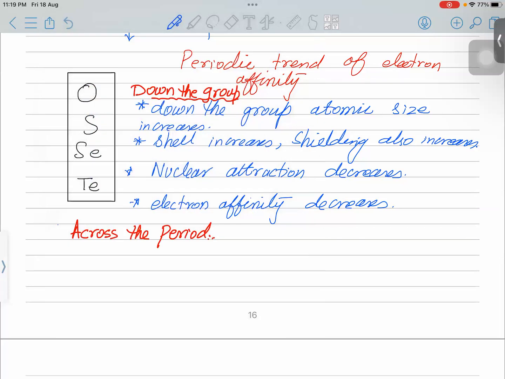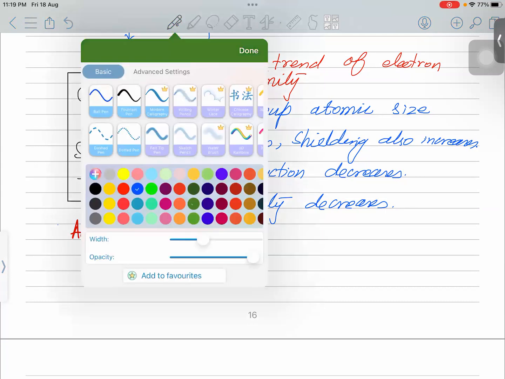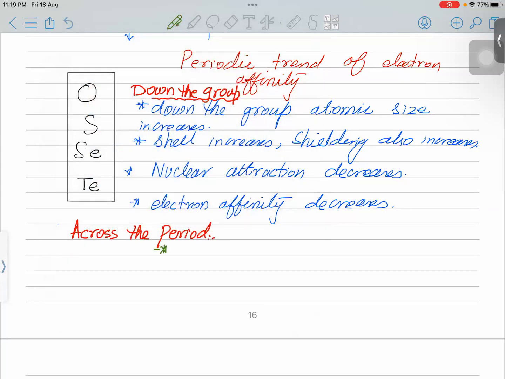Now Alia, can you tell me across the period, proton number increases or shell increases? So proton number increases, shell remains the same. Very good. Proton number increases, shell remains same. And what about the nuclear attraction? So it will also increase. Okay. Nuclear attraction increases.